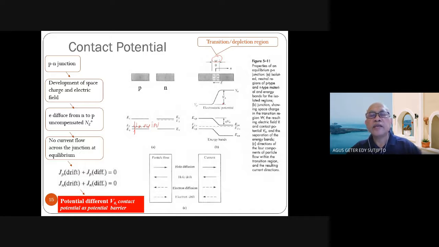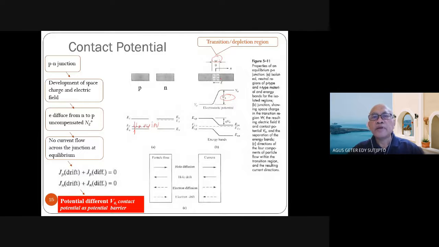When in equilibrium, the potential difference causes the electric field. This is the difference between P type and N type. The potential difference is V0, in equilibrium. We can call it the electrostatic potential, or the contact potential, V0. And then what is the energy?